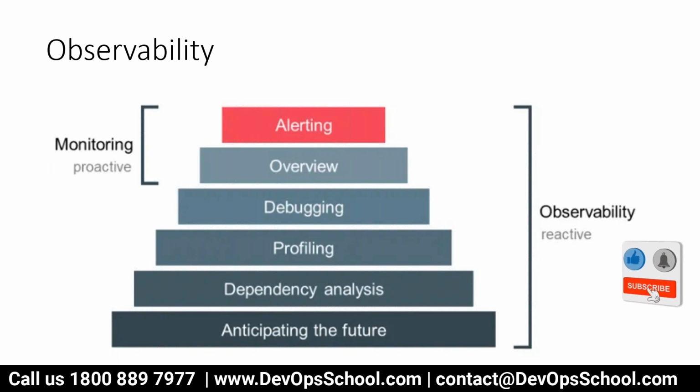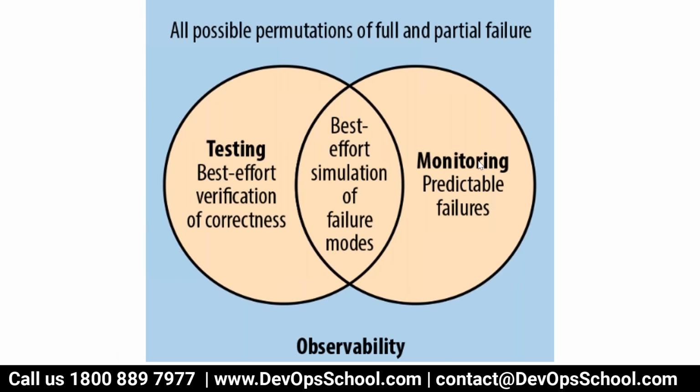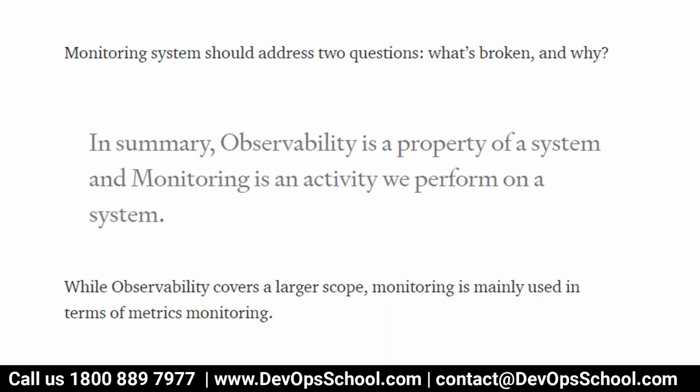Monitoring is proactive, whereas observability is reactive. So what to do in order to set up observability? Yes, you have to work on the testing, you have to work on the monitoring, and combine the best effort verification of the correctness, monitoring predictable failures, and combine these two together, and you can come up with the best efforts simulation of the failure modes. That is called observability.